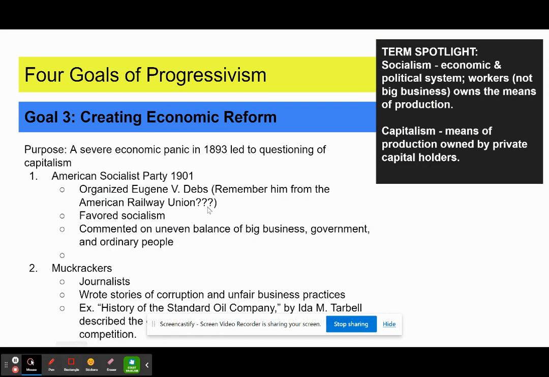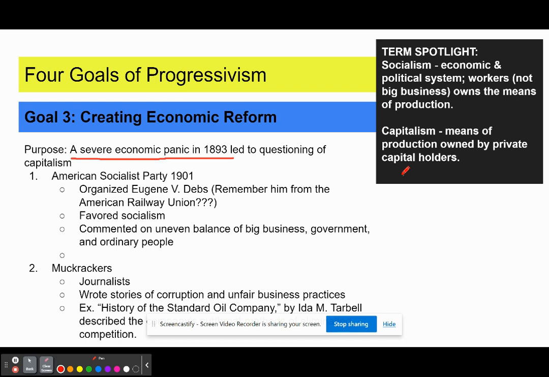All right, now goal 3 was creating economic reform. And the idea here was that there was a severe economic panic in 1893. You probably have heard of the Great Depression, maybe, maybe not. It happened from 1929 through World War II in the late 1930s. And it's an economic downturn where the economy kind of bottoms out, and it could really be devastating for your average person, and they could face financial ruin.